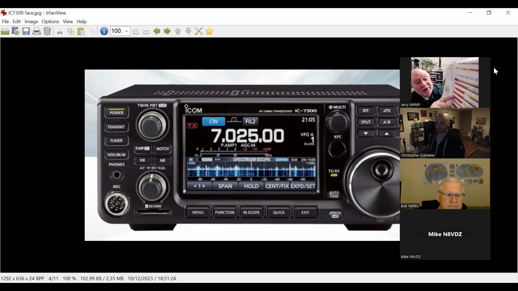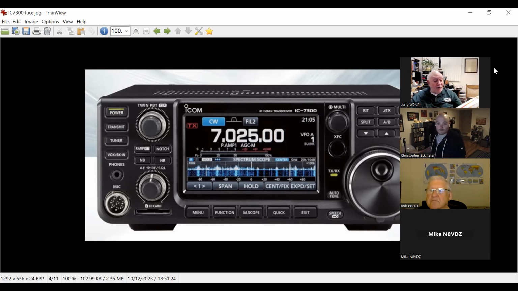So you can see here that on 17 meters, 18.068 to 18.168, there's no space at all for technicians or novices. You go down to 15 meters, they give you a little space, 21.025 to 21.20, where you can play CW with your key, or go up to 10 meters, and you have code and voice.